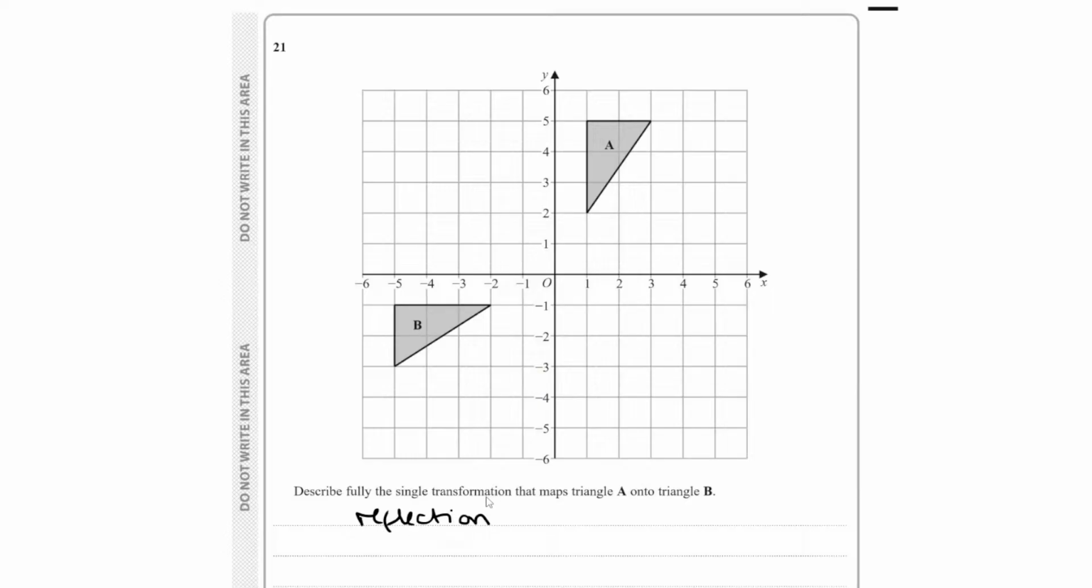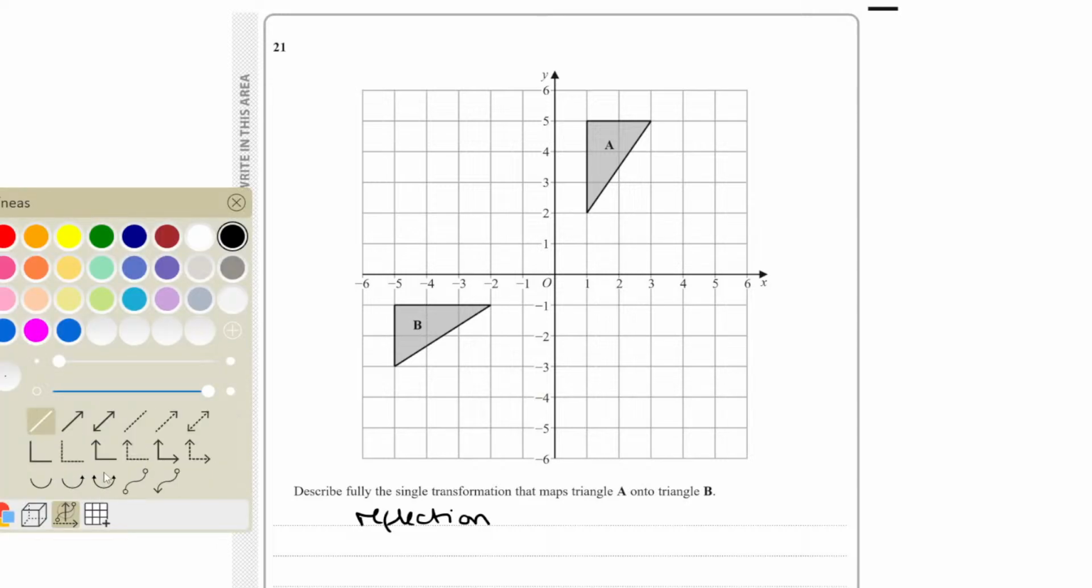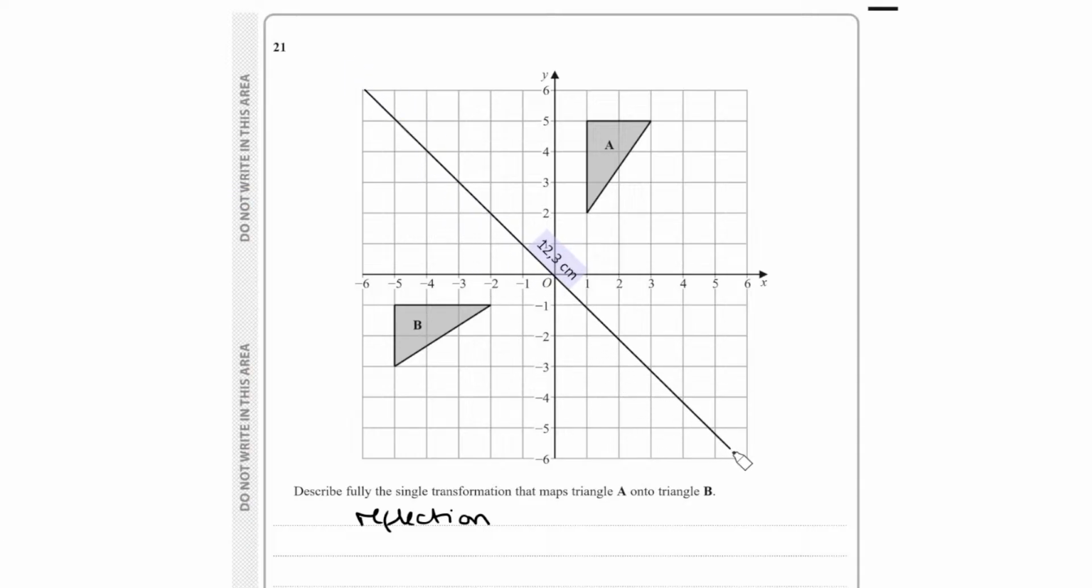But I need to mention something about the reflection. So what do I normally say about a reflection? I normally say where the line of reflection is, where the mirror would be placed. And just looking at it, you can kind of see when it's a reflection, it's like halfway, isn't it? Let me get a line actually, so I can show you. Draw a line. I think it's here. Because that's an equal distance, isn't it, between both?